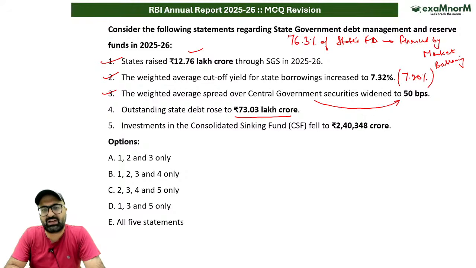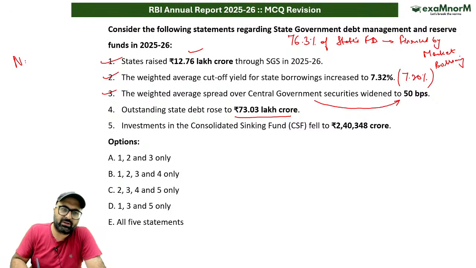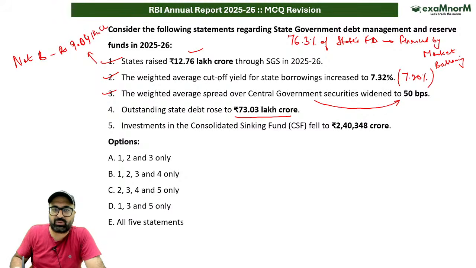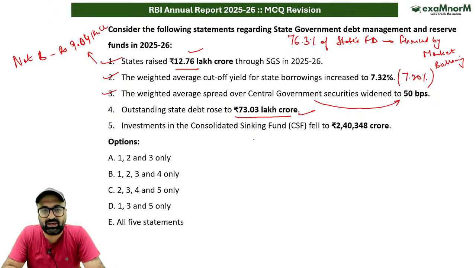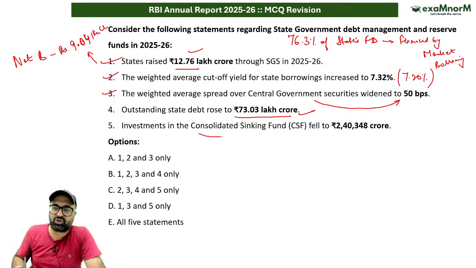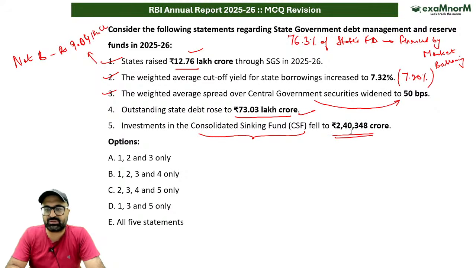Outstanding state debt has increased to 73.03 lakh crore rupees. If I talk about the total outstanding, it has increased to 73.03 lakh crores. That is correct. Net borrowing this year was 9.04 lakh crores. Gross borrowing is 12.76. Total outstanding is 73.03 lakh crores. Investment in the consolidated sinking fund fell to 2,40,000 crores. Any idea about this?